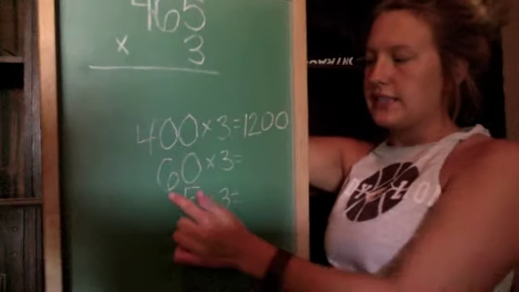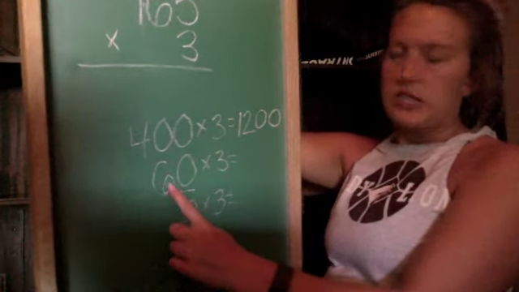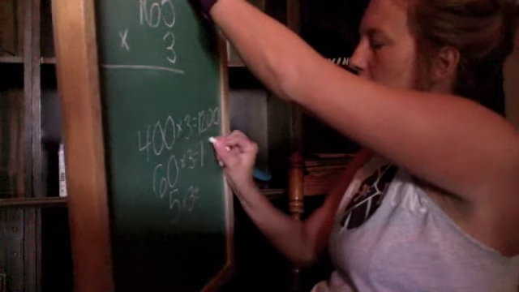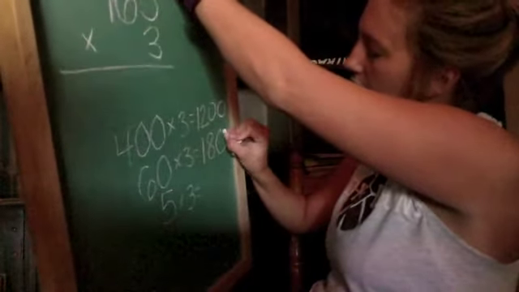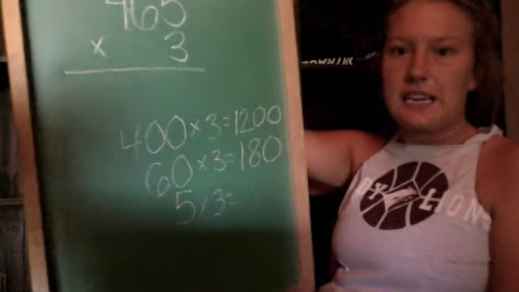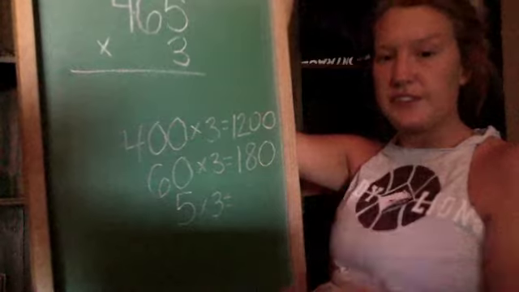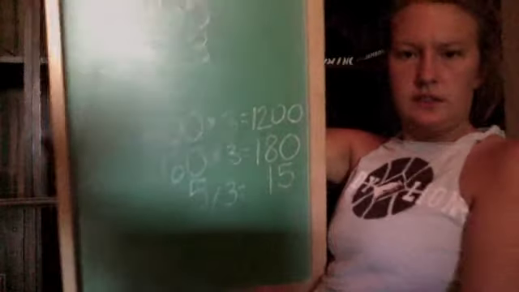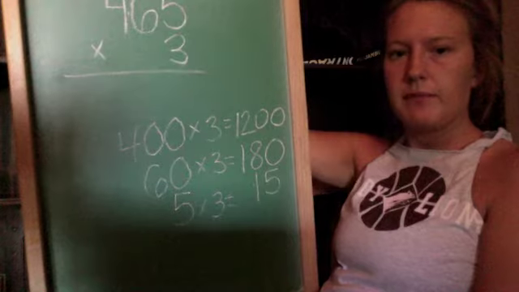Now let's move on to the 60 times 3. Okay, so I'll take the numbers that aren't 0, 6 times 3, and that gives me 18. And I only have 1 zero here, so that gives me 180. And then this is easy. You should have known this back in 2nd grade. 5 times 3 gives us 15. Now make sure you have those answers and you understand where they all came from.